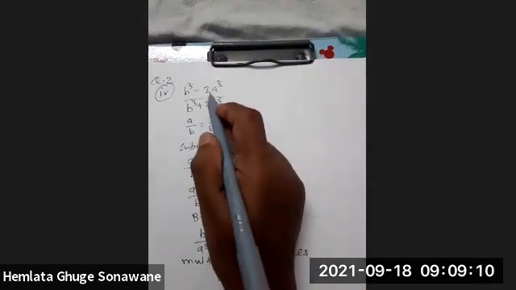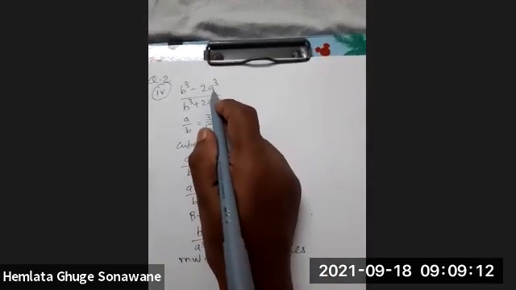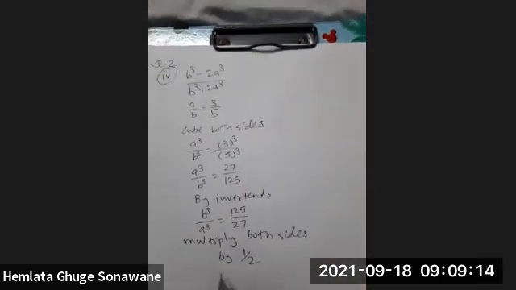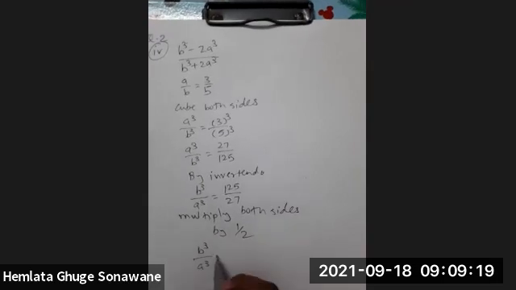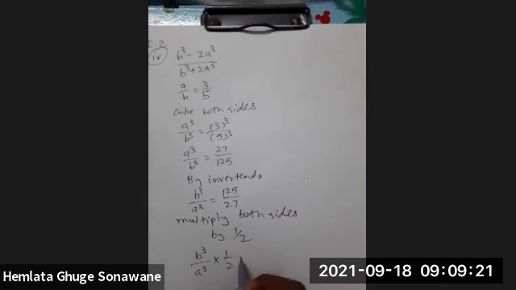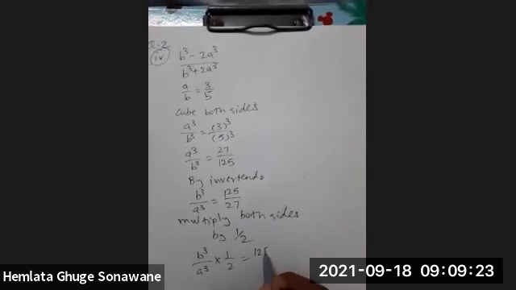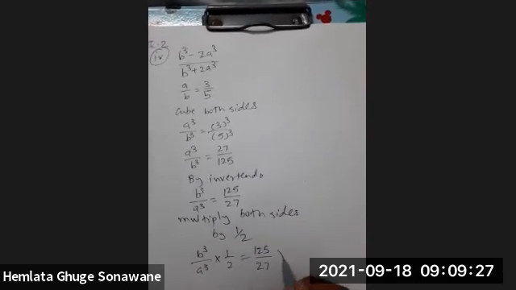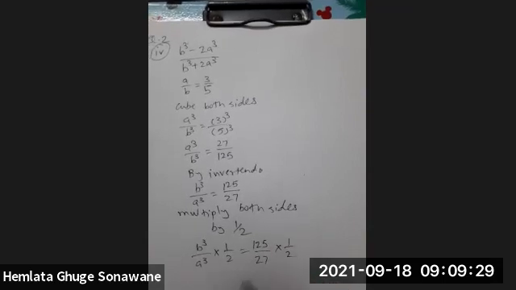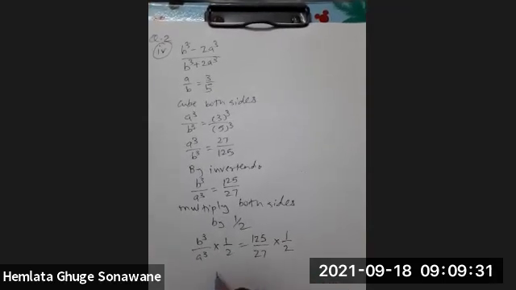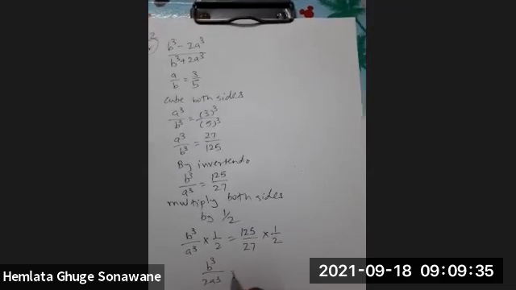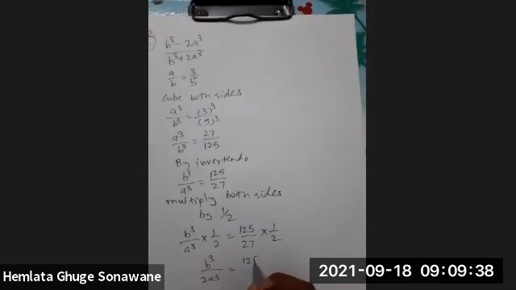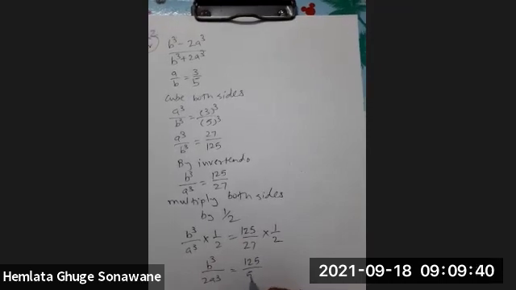Now we'll multiply both the sides by 1 by 2. Why? Because here you can see that 2 is there with a cube. So b cube upon a cube into 1 by 2 is equal to 125 upon 27 into 1 by 2. So we'll get here b cube upon 2a cube is equal to 125 upon 54.